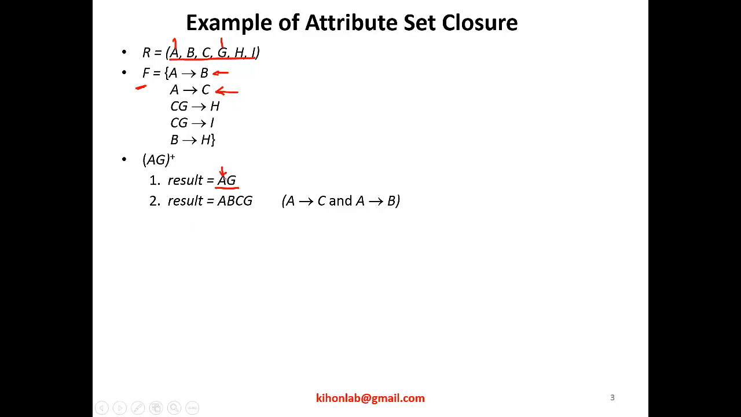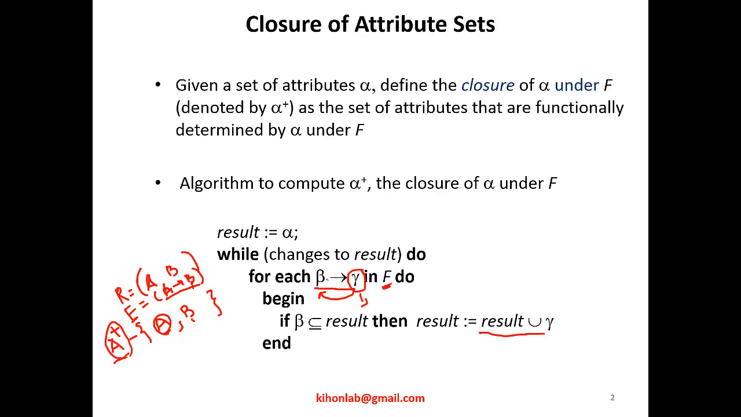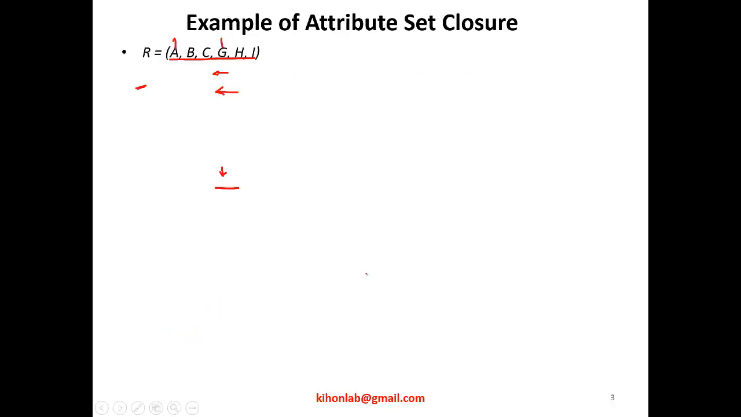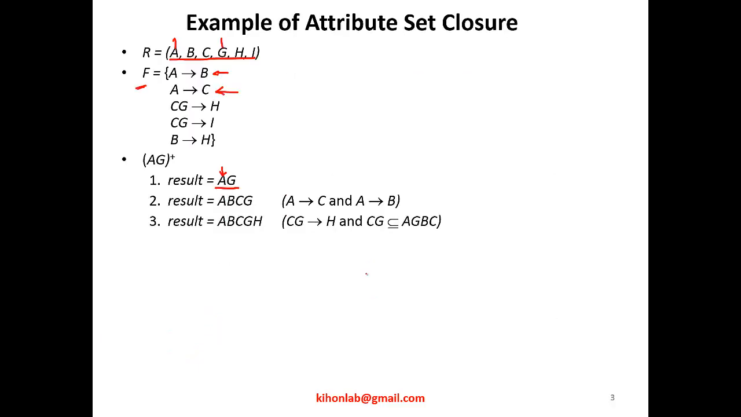So what the algorithm told us: if there is a dependency, this dependent attribute we're going to add into the resultant attribute. You can find out here in the resultant attribute, C and B also get added. So A and G initially were there, and B and C get added because they are newly derived and are part of the given functional dependency that is here.